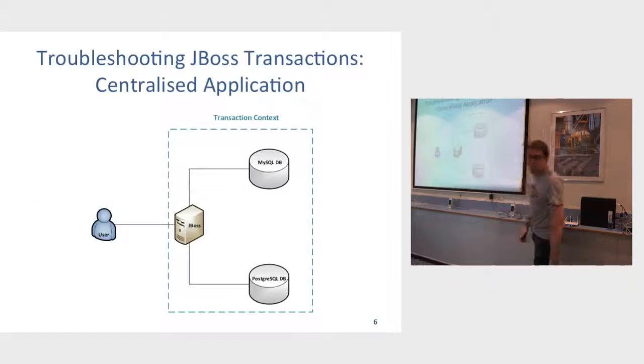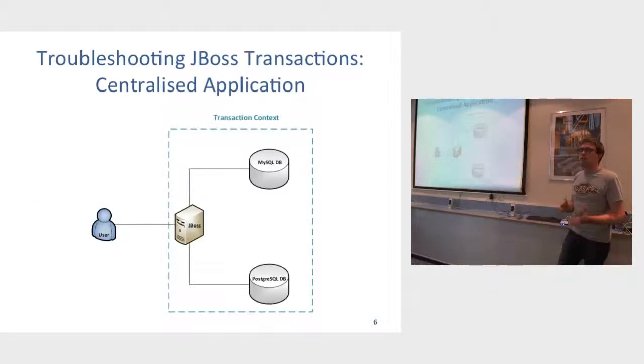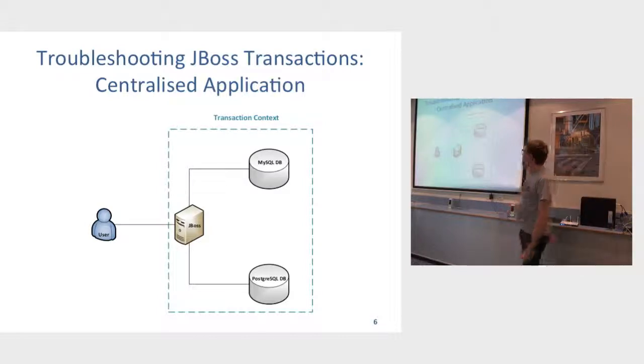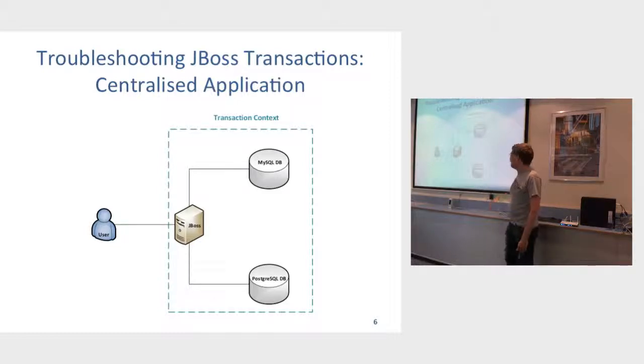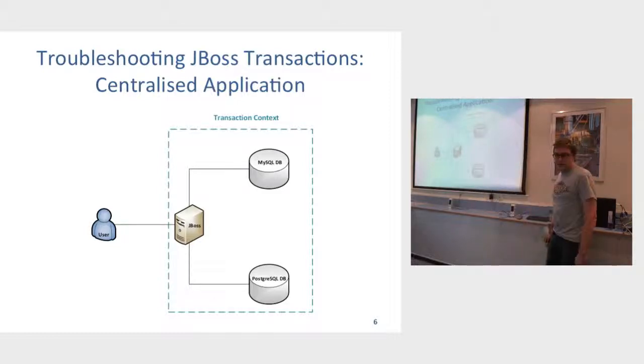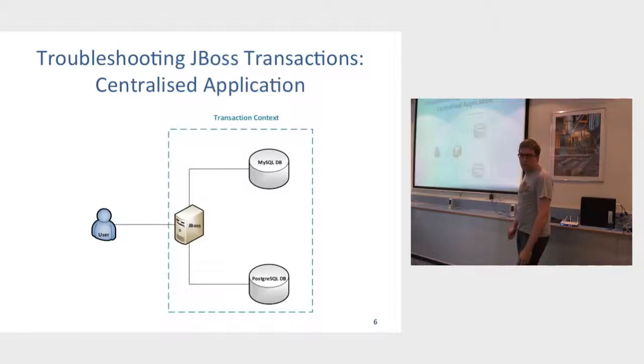So I'm going to talk now about the current methods of troubleshooting transactions using JBoss application server. In the first scenario, we've got a centralized application where we've just got this single JBoss server node that's enlisting two separate resources. It could be a MySQL database; I've put a Postgres database here. But the important thing here is that we've just got this one JBoss server node.